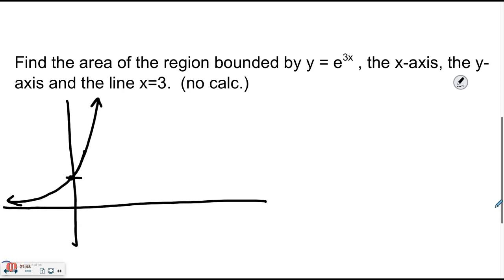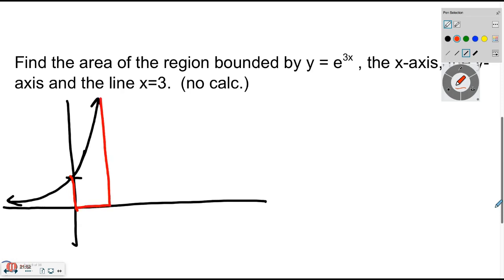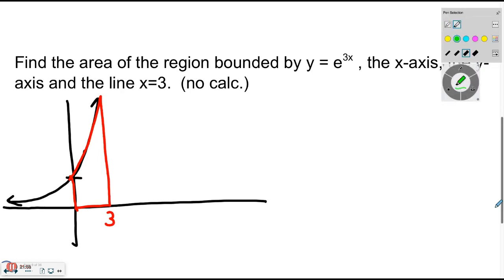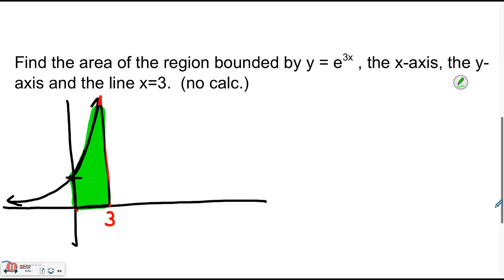Well, we need to find the area bound by, back to a different color, the x-axis, the y-axis, and the vertical line x equals 3. So let's go shade that in. We want the area of this green stuff. We're not revolving it. We're not building up on it and having a volume by cross section. I just want to know the area of the green stuff.